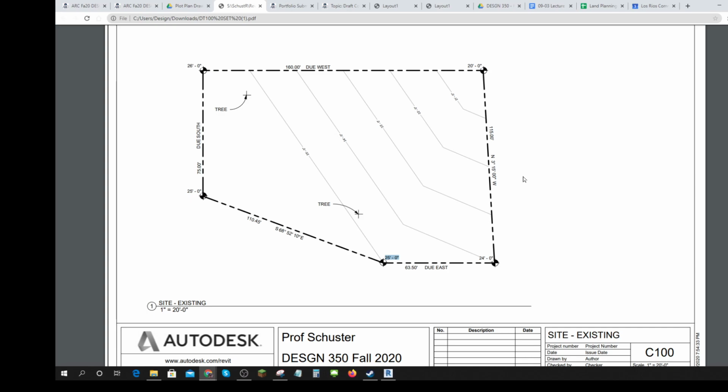Okay, but there's a few things. Let's talk about what's good and what's not good on this. First of all, the line weights on this are all correct. You see how the boundary, this is just an existing site, it's just supposed to give you some ideas about it. And so the line weights on this are all correct.